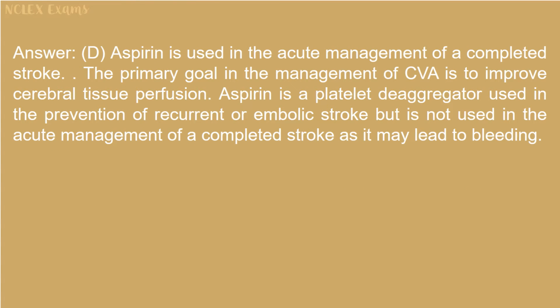Answer. D. Aspirin is used in the acute management of a completed stroke. The primary goal in the management of CVA is to improve cerebral tissue perfusion. Aspirin is a platelet aggregation inhibitor used in the prevention of recurrent or embolic stroke but is not used in the acute management of a completed stroke as it may lead to bleeding.